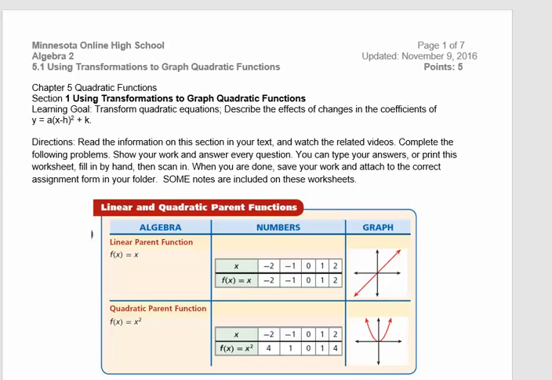This is Ms. DB, and in this video we are going to go over how to do some selected problems from Chapter 5, Section 1 on quadratic functions.